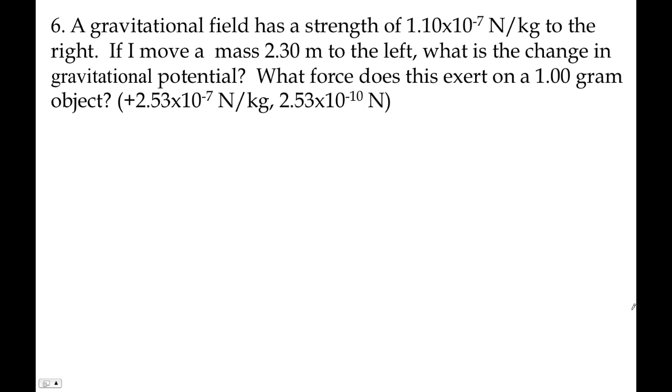A gravitational field has a strength of 1.1 times 10 to the minus newtons per kilogram to the right. Okay, how is this possible? I must draw a picture. Okay, here's some spherical mass or something like that, right? And we are here, and that field is this way toward that thing, right?